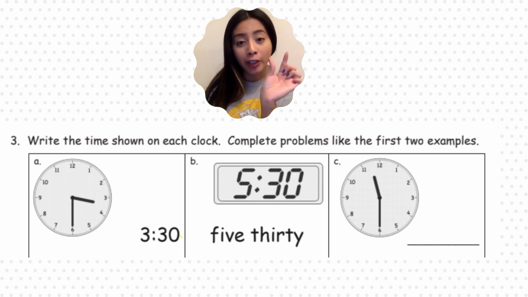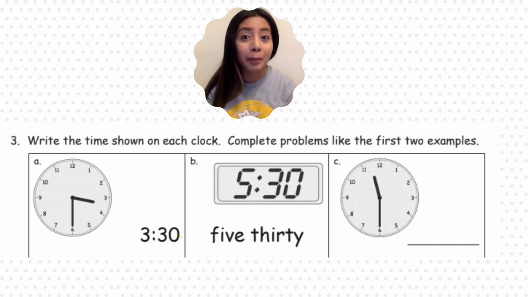Notice that the smaller hand is a little bit past 3 and the minute hand is on 6. And we just learned that when that minute hand, the longer hand, is on 6, it means we are halfway past the hour. So we are at 30 minutes. So it's 3:30. And we also know how to read a digital clock, which letter B shows us. And the way that we would say those numbers is it's 5:30.